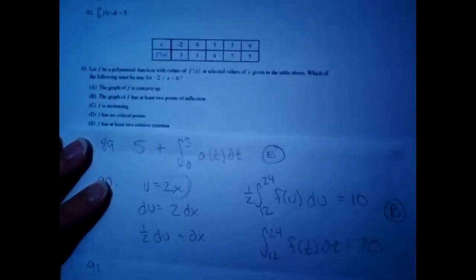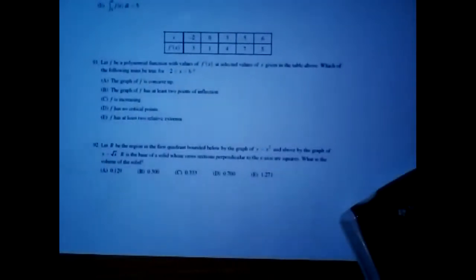All right, 91. Let f be a polynomial function with values of f prime given in the table above. Which of the following has to be true from -2 to 6? All right, here's what I would do. I would just plot these. I'm a real visual person. I think it's nice to have a picture of what you're looking at. And it says that the function is a polynomial, which means that it's continuous and differentiable. All polynomials are continuous and differentiable.